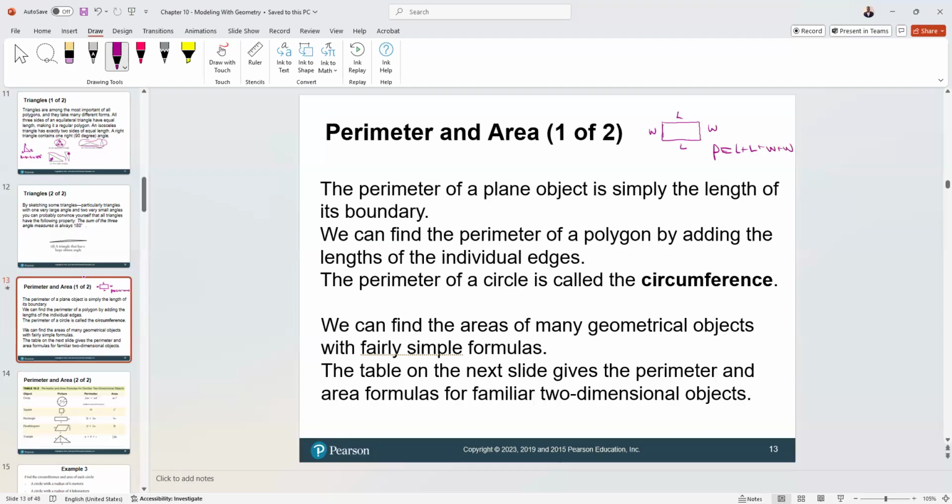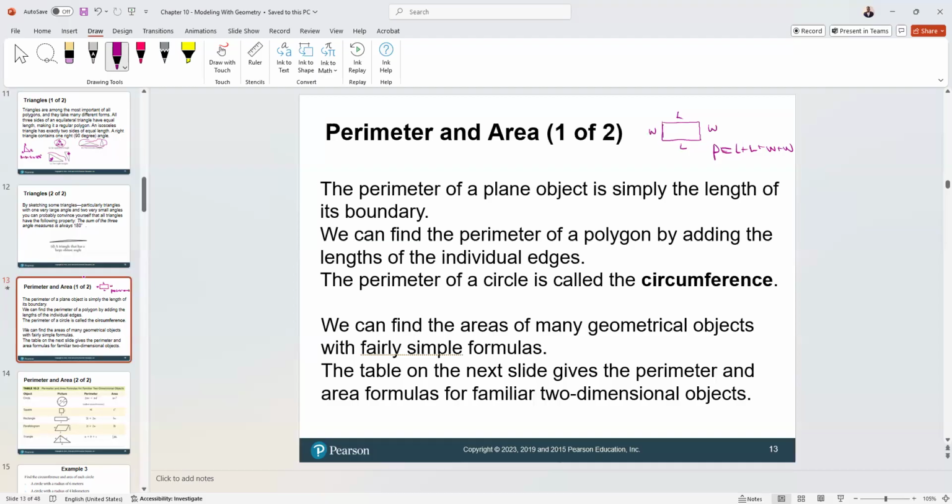The perimeter of a circle, we call it circumference. And there is a different formula for it. Of course, we're going to have a chance to see it. We can find the areas, because areas would be a little bit different. Remember perimeter. Let me explain what perimeter means.